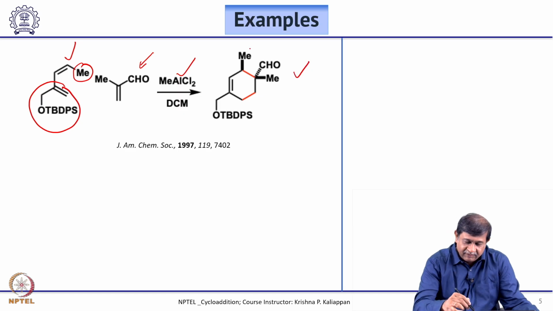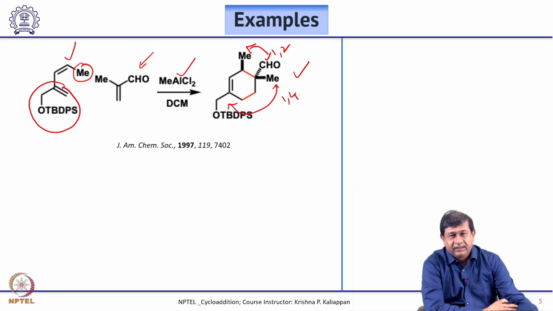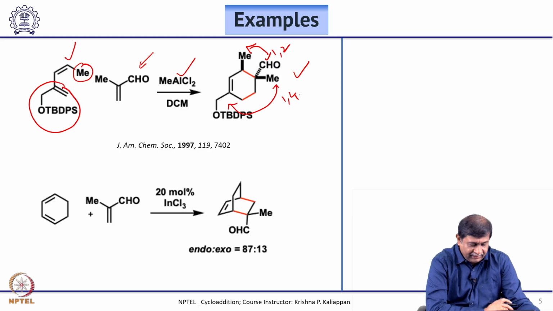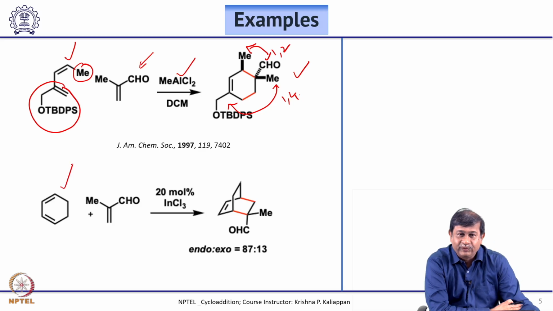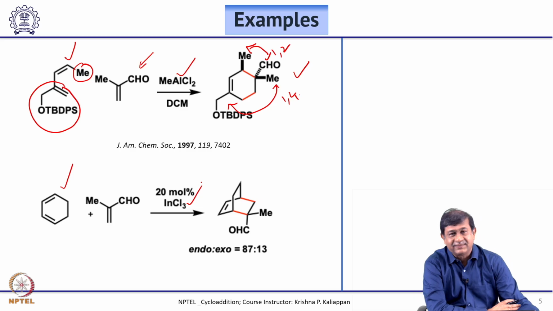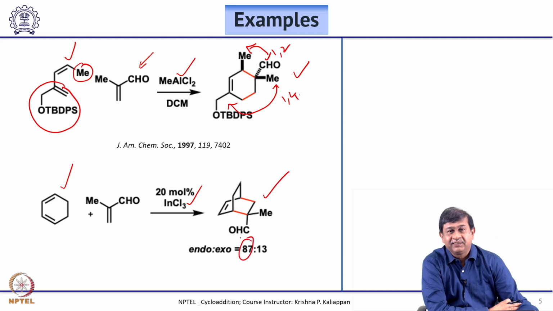The advantage is that with respect to these two substituents it is 1,2, and with respect to these two substituents it is 1,4. You may recall the use of Danishefsky's diene and Rawal's diene in Diels-Alder reaction. There also you get 1,2 and 1,4 products. Okay. And likewise, if you take cyclohexadiene and then treat it with methacrolein in the presence of another mild Lewis acid like indium chloride, you can get this bicyclo[2.2.2]octane system. Again, the endo isomer is the major product.